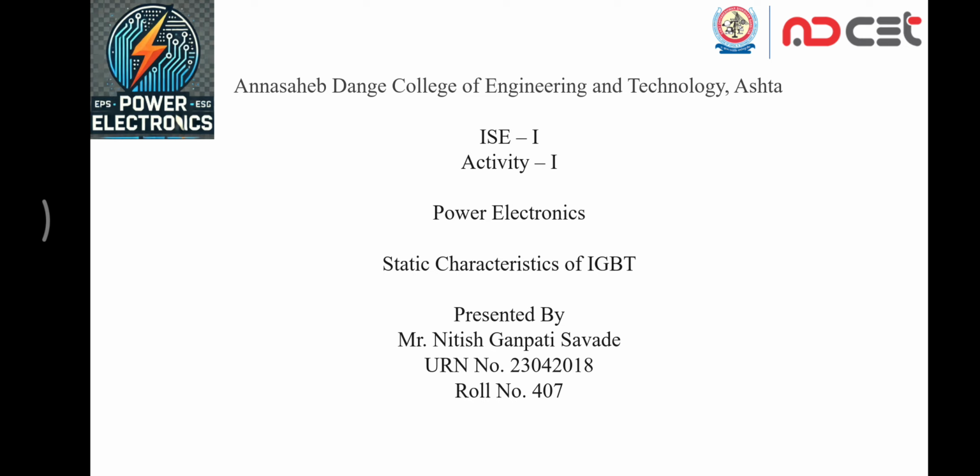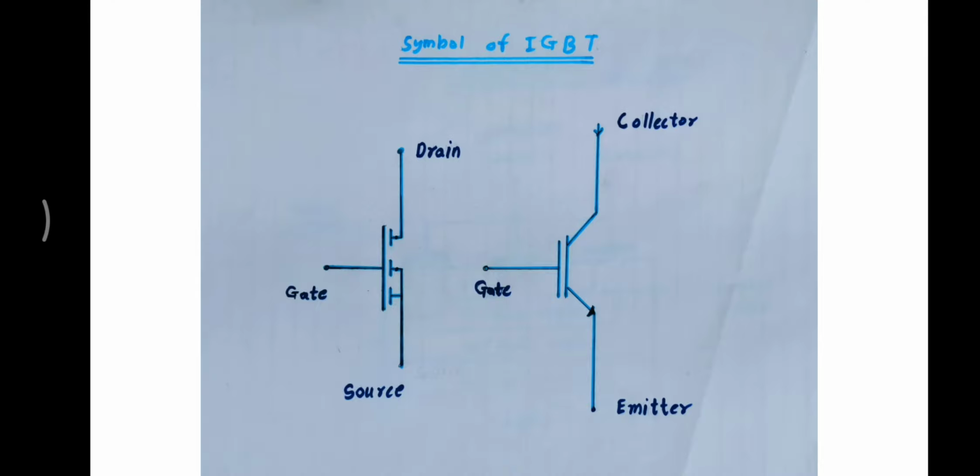Today we are going to present on one topic, static characteristics of IGBT. The subject is power electronics. Next slide, the symbols of IGBT. IGBT means insulated gate bipolar transistor. The IGBT mainly has three terminals: one is the gate, the second is the collector, and the third is the emitter. The collector is also known as the drain and the emitter is also known as the source.